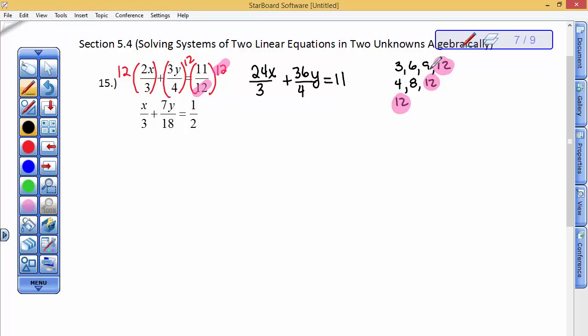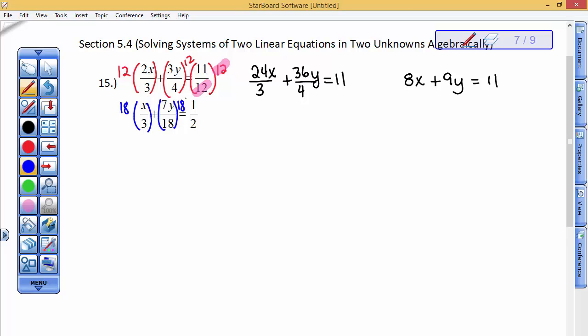I'm going to erase this now. So my first equation, 24 divided by 3, is going to be 8x. 36 divided by 4 is going to be 9y, and then equals 11. I'm going to do this second one differently. I'm just going to go ahead and do the reducing right away.